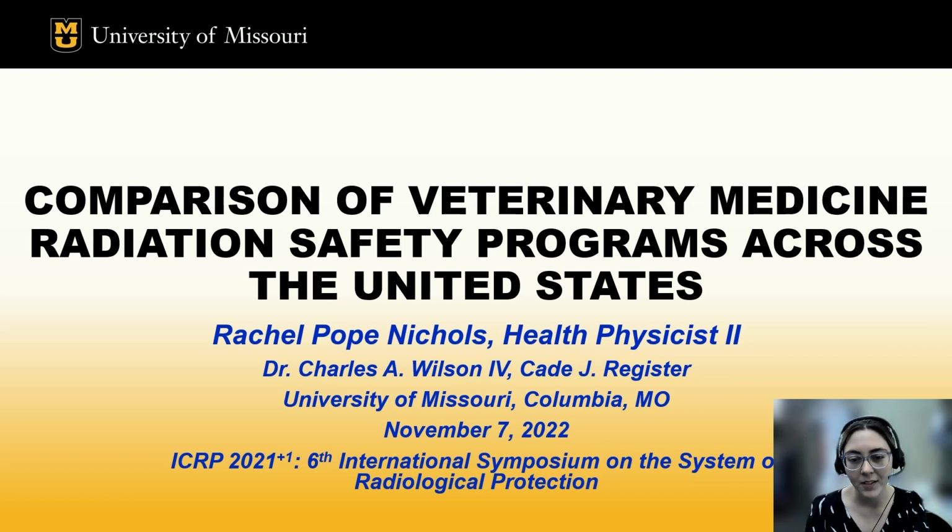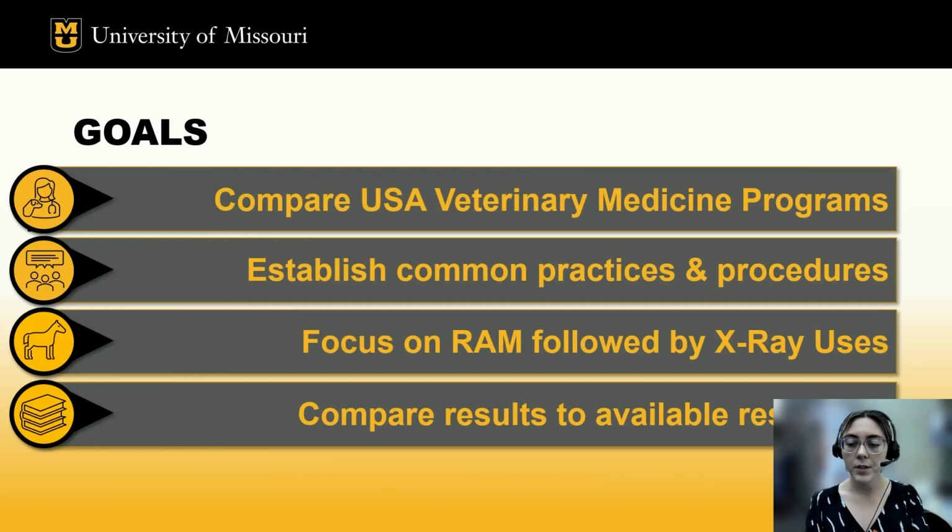So I'm going to talk about the comparison of veterinary medicine radiation safety programs across the United States today. This study really came about when I was looking at our veterinary medicine radiation safety program, and I was thinking, are we doing things correctly? Are we doing things that other people are doing, or are we kind of outliers? What are some of the common procedures and practices that other institutions are implementing? And so we developed this survey that we sent out to different institutions to compare our different United States veterinary medicine programs, establish those common practices and procedures.